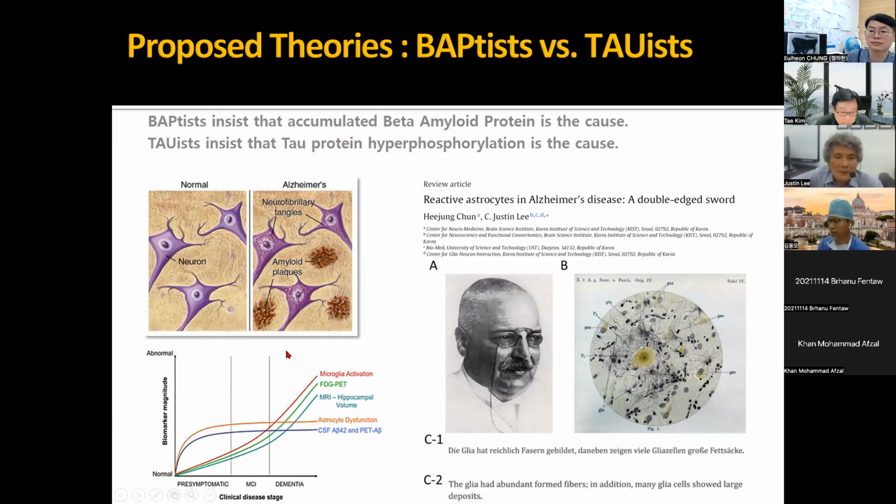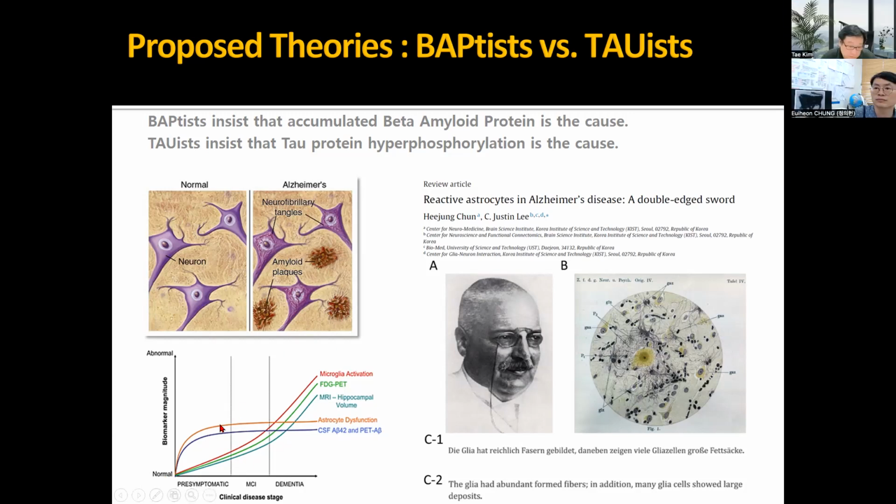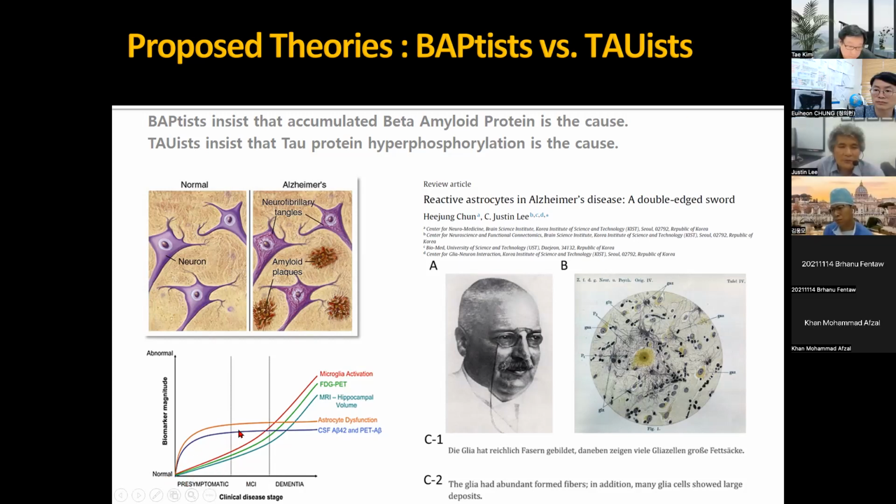But if you look at this time course of the disease progression, you can see that in the early stage, even before the pre-symptomatic phase, the astrocytic dysfunction occurs very early, way before the microglia activation and the neuronal dysfunction by FDG PET and the hippocampal brain shrinkage. So astrocytic dysfunction appears to be very important, but somehow disappeared from the history, and people have focused not on glial cells, but on the neuronal dysfunction.